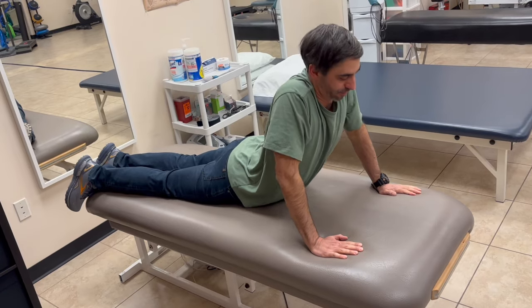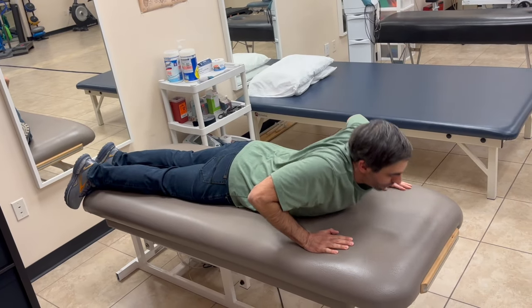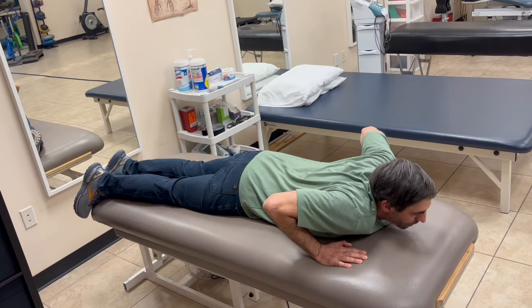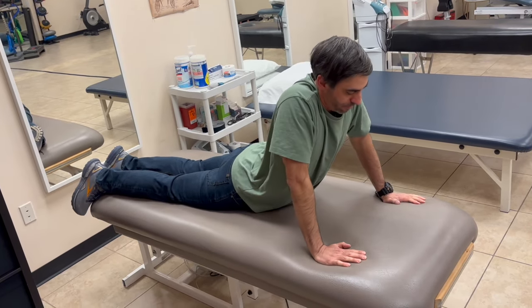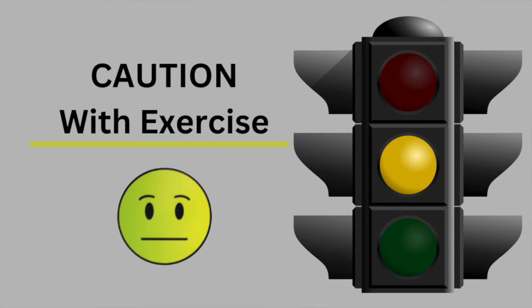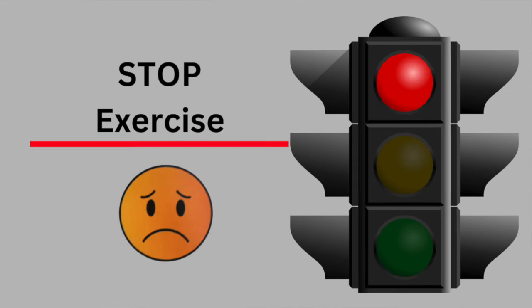Next, move on to the press-ups, where you press yourself up, keep your lower body on the table, and back down. And you perform 10 of those. Again, if it's feeling better, go. Staying the same, continue with caution. If it's feeling worse, stop. Continue those press-ups.